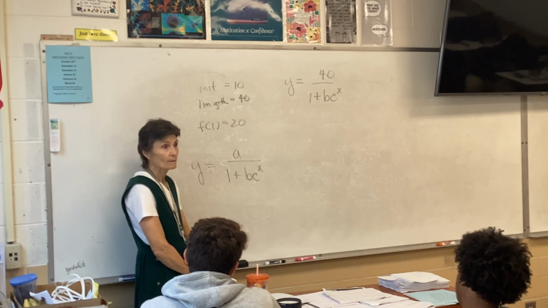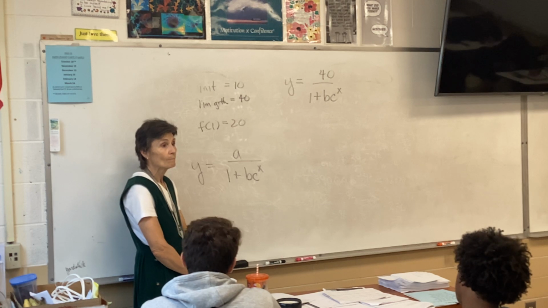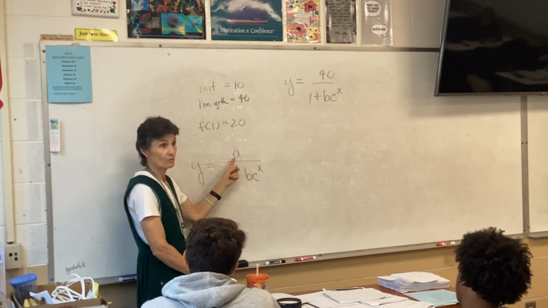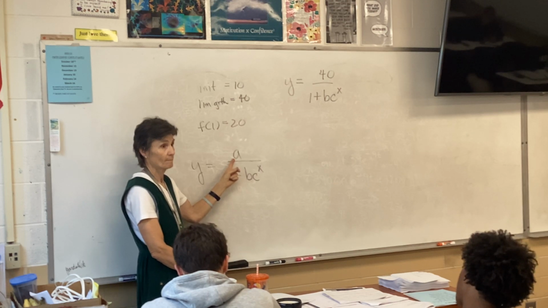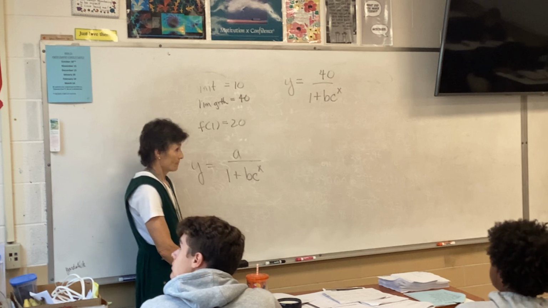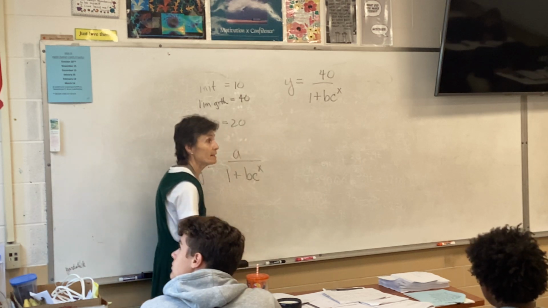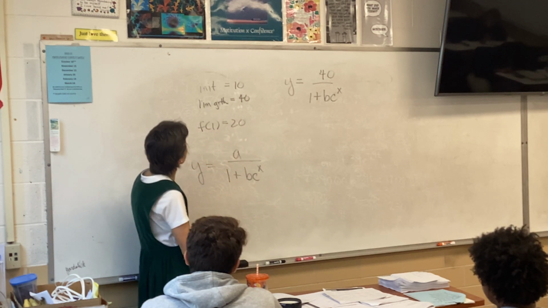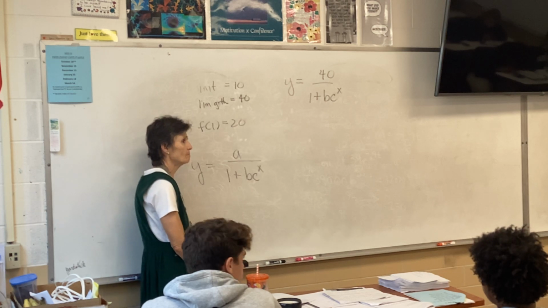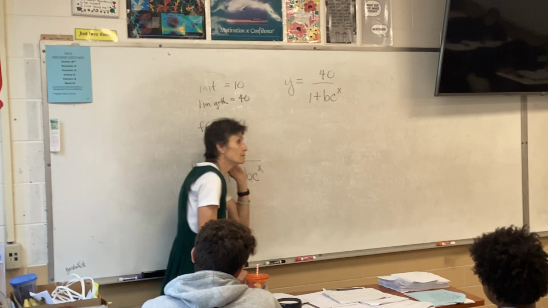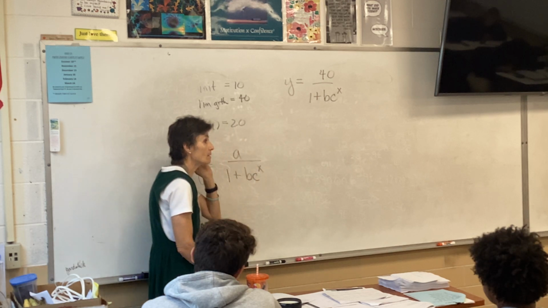Wait, so in this, A isn't your initial value, it's your limit to growth? That numerator, whatever you call it, I don't care if you call it A, you can call it whatever you want, that's your limit to growth, yes. Is B 3? How did you get B to be 3? Because if it's initial, x is 0.